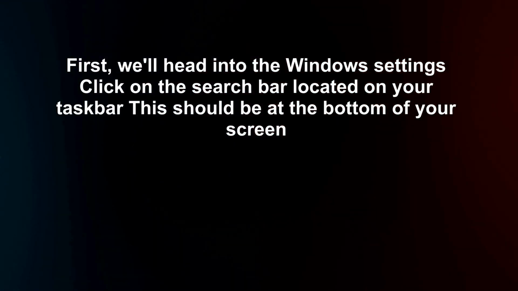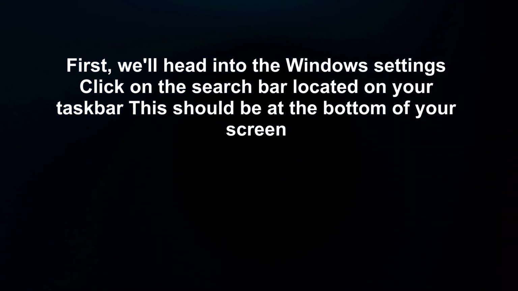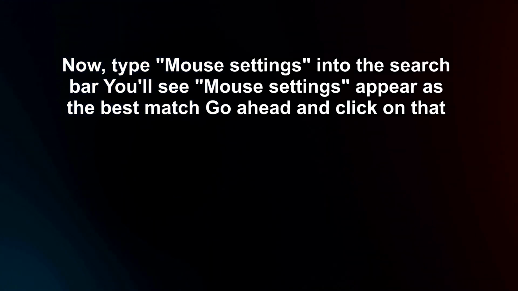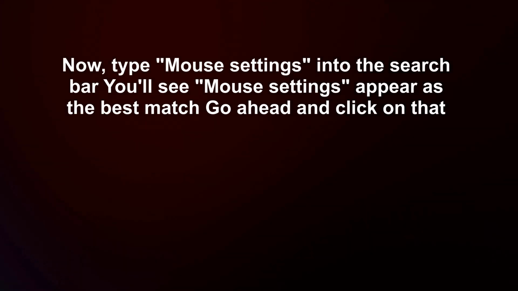First, we'll head into the Windows settings. Click on the search bar located on your taskbar. This should be at the bottom of your screen. Now, type mouse settings into the search bar. You'll see mouse settings appear as the best match. Go ahead and click on that.